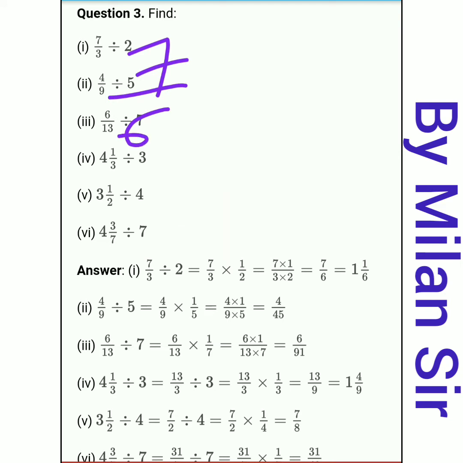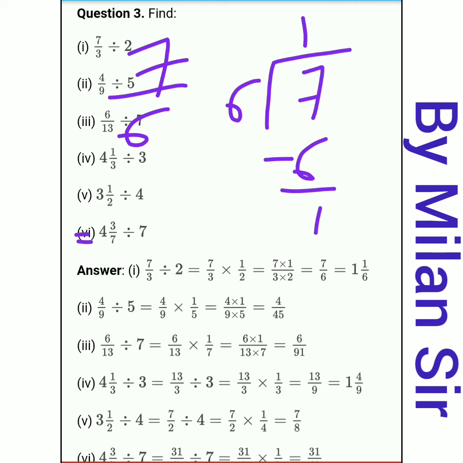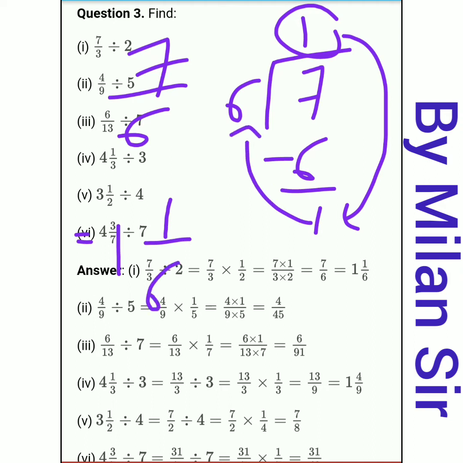Because the numerator is greater than the denominator, we can convert this into a mixed fraction. So 7 divided by 6, 6 ones are 6, 7 minus 6 is 1. So for our answer, first of all the integer part 1, then in the clockwise direction we need to write the remainder, after that the denominator 6. So our answer is 1 integer 1 by 6.